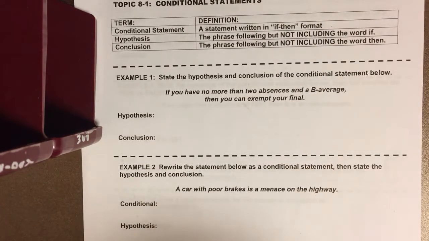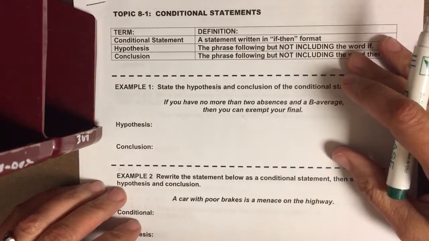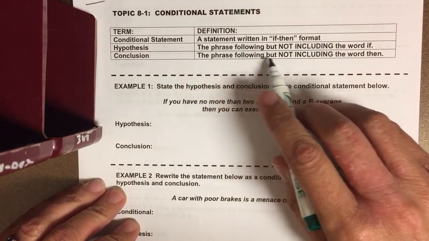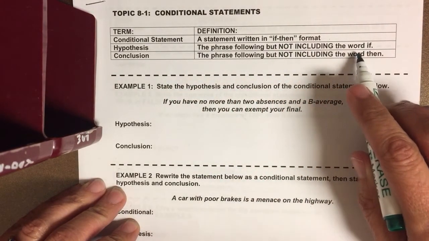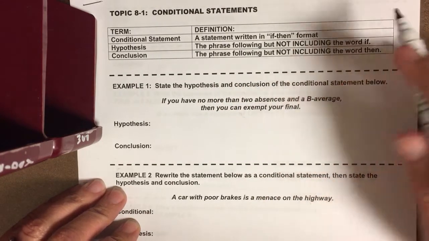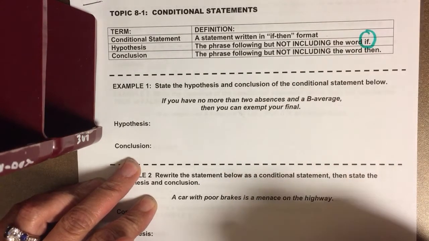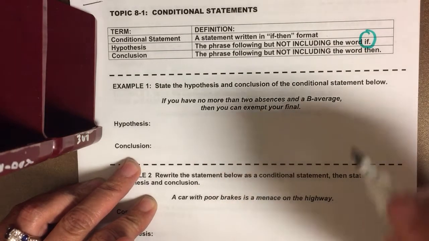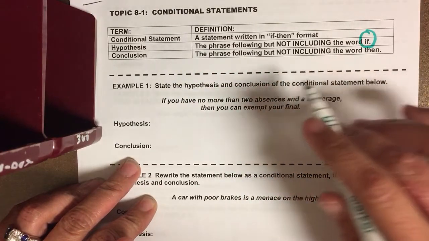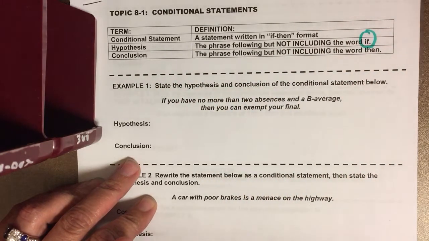So the first thing we're going to look at is the conditional statement. It's written in if-then format. The hypothesis is the phrase following but not including the word if. I know I talked to first and second period about changing the definition a little bit, but technically we don't want to include the word if in the hypothesis. It's just what follows it. That's what the meaning of this was. What you have written also for first and second period is fine.